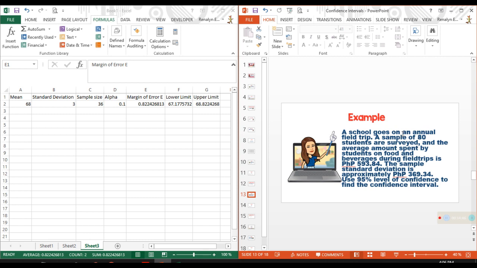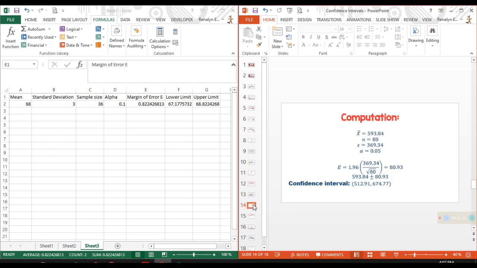A school goes on an annual field trip. A sample of 80 students are surveyed, and the average amount spent by students on food and beverages during field trips is 593 pesos and 84 centavos. And the sample standard deviation is approximately 369 pesos and 34 centavos. Use 95% level of confidence to find the confidence interval.